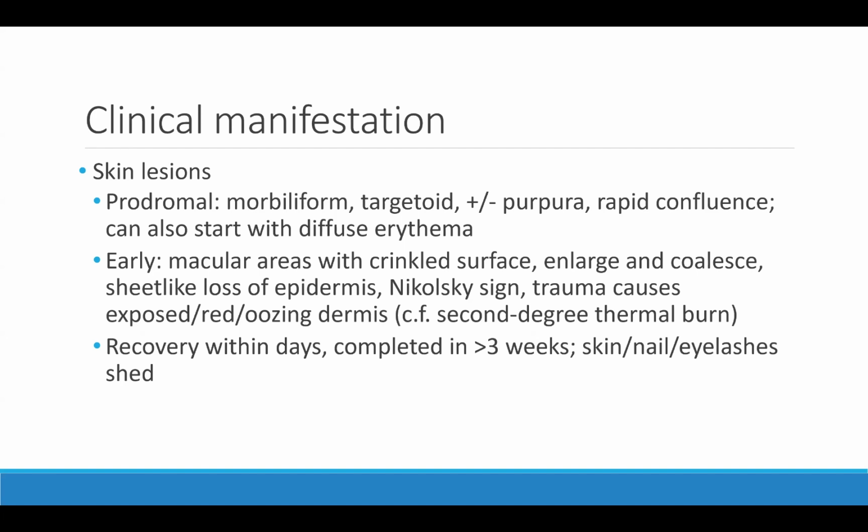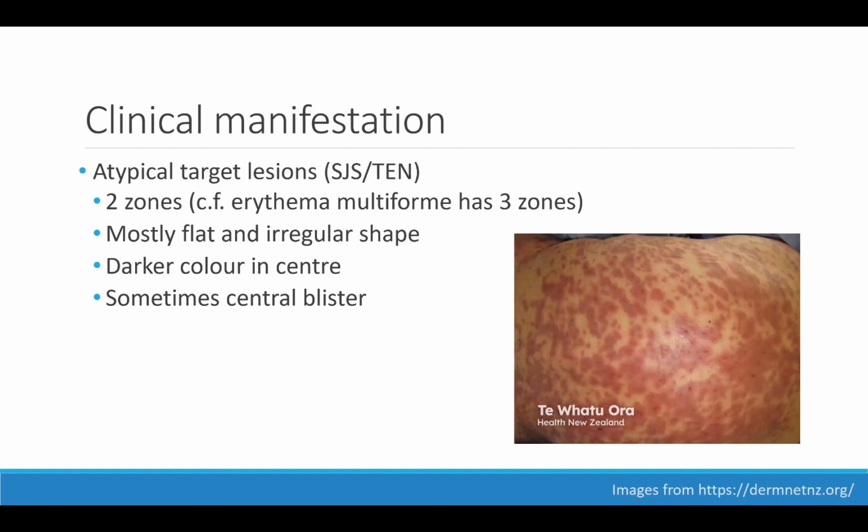Recovery starts within days and is completed in more than 3 weeks. During this process, your skin, nails, and eyelashes can be shed. This is a picture of the atypical target lesions that you see in SJS-TEN, and you can appreciate 2 zones here, compared to erythema multiforme, which has 3 zones. So these lesions are mostly flat and irregular in shape, with a darker color in the center, and sometimes they develop central blisters.